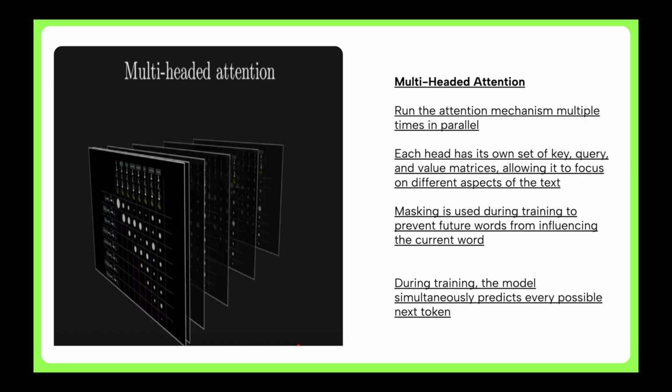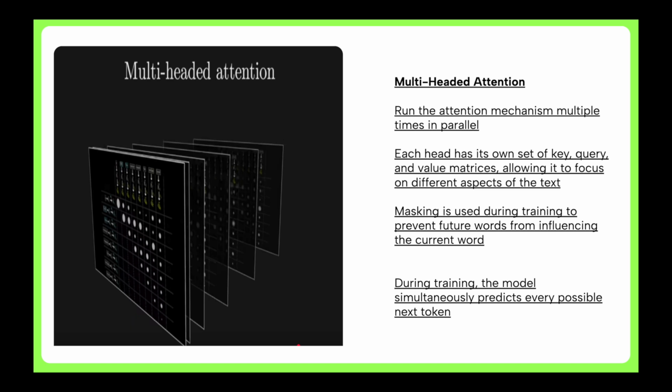Let's talk about multi-headed attention. Instead of looking at a sentence just one way, the model looks at it from multiple angles at the same time. There are models like GPT-3 that use 96 attention heads per layer, each focusing on a different word relationship. Each head has its own key, query, and value matrices that help them understand different parts of the meaning. And then the model combines all these perspectives to create a better and more accurate word representation.